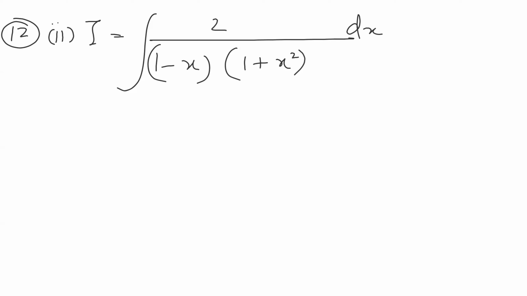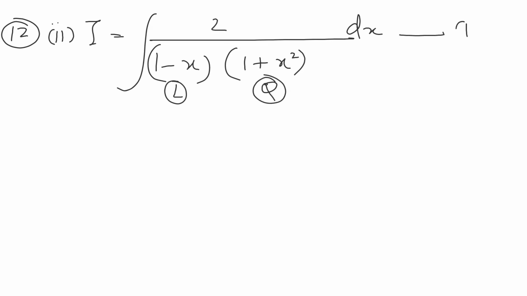Now look at the problem. The degree of the numerator is 0 because there is no x term. Degree of the denominator is 3 because if you multiply these two brackets, you will get x cube somewhere. Degree of the numerator is less than degree of the denominator. So we are going to apply PF type 4 because one factor is linear and the other factor is quadratic within the bracket. So it is linear and quadratic factors.